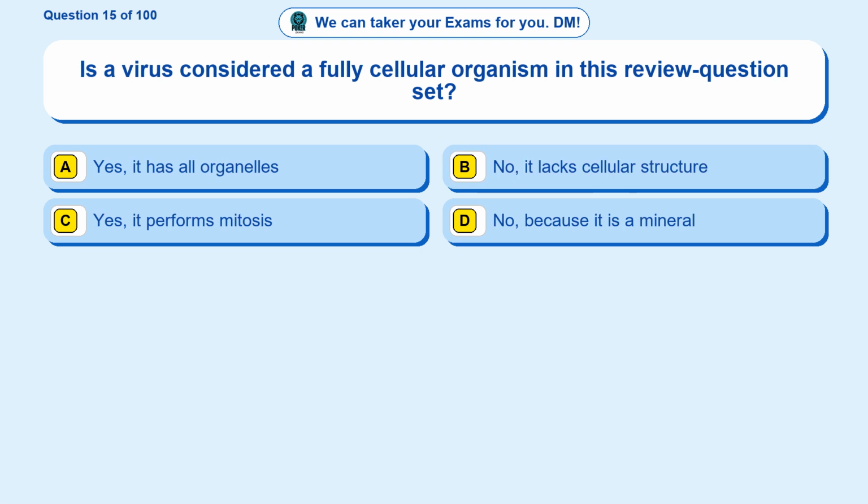Question 15. Is a virus considered a fully cellular organism in this review question set? Option A. Yes, it has all organelles. Option B. No, it lacks cellular structure. Option C. Yes, it performs mitosis. Option D. No, because it is a mineral.